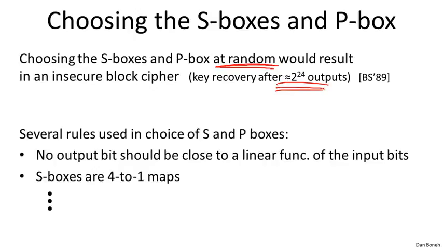And so the designers of DES actually specified a number of rules they use for choosing the S boxes. And it's not surprising, the first rule is that these functions are far away from being linear. In other words, there is no function that agrees with a large fraction of the outputs of the S box. And then there are all these other rules. For example, they're exactly 4-to-1 maps, right? So every output has exactly 4 preimages, and so on and so forth.